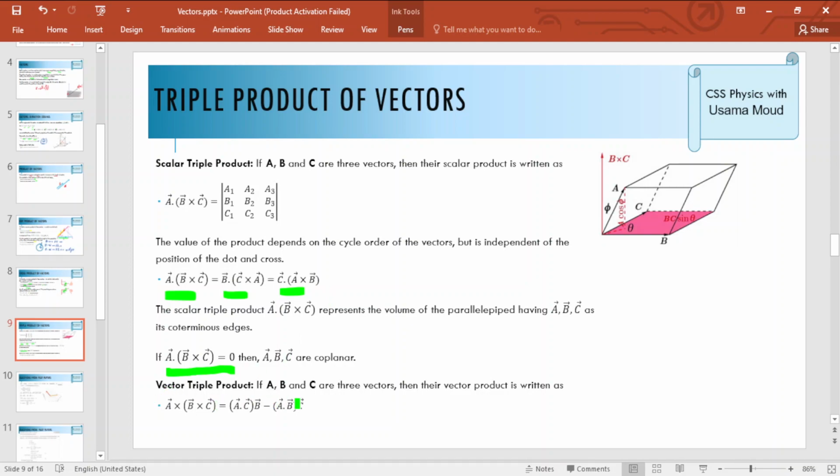The vector triple product is slightly complicated. A cross B cross C can be written as A dot C, this is a dot product of A and C, then into B. A dot C becomes a scalar, it's just a number, then multiplied with B, and then minus A dot B. Again this is a scalar, it becomes just a number, then multiplied with C, then their total would be the resultant vector, right? Its proof is slightly complicated, and we shall discuss it in the next lecture.